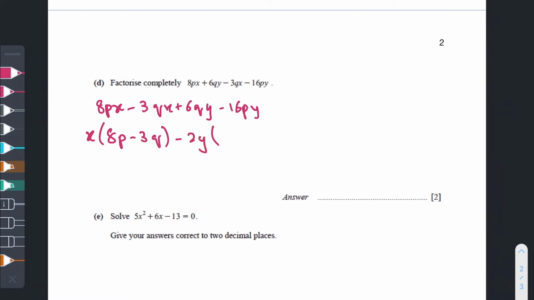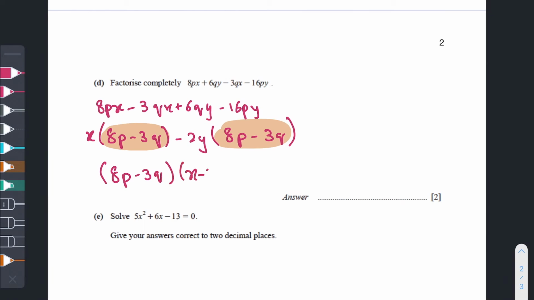What happens inside this is that this becomes 8p minus 3q. Y is already the common factor. So now the two brackets, the parentheses, are equal. So your final answer becomes 8p minus 3q and x minus 2y. You write this over here, 8p minus 3q and x minus 2y.